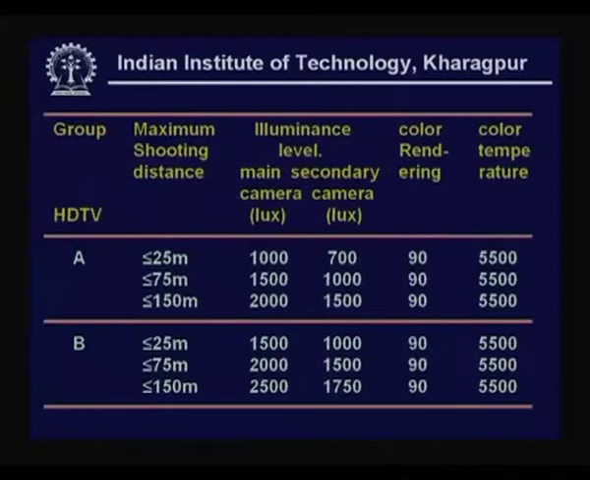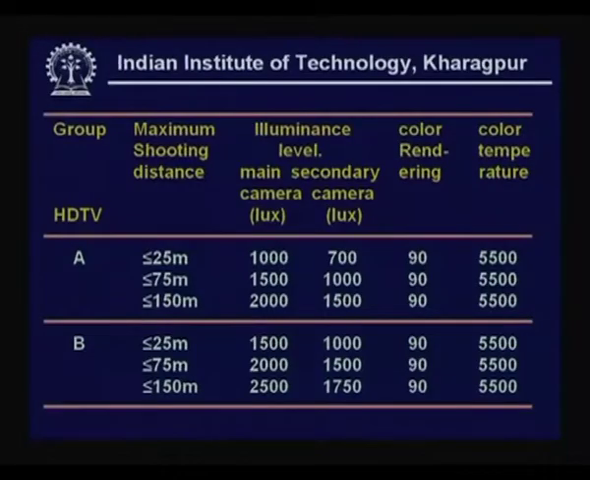Now, coming to the upcoming high definition television requirements, we find the lux levels are really high. There is not only an increase in the lux levels, but also a stringent requirement on color rendering, which is now expected to be around 90 with a correlated color temperature of around 5500.